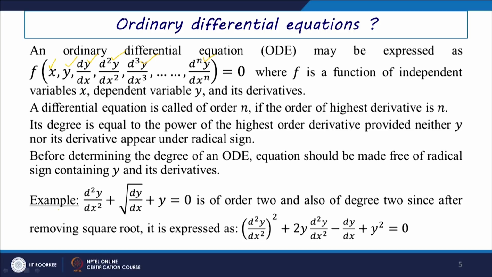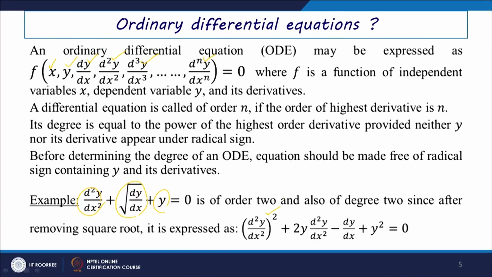Especially if you just consider a differential equation in the form d square y by dx square plus square root of dy by dx plus y equals 0, suppose. First we have to make this differential equation radical free. Radical free means we take the square of the whole equation first, then we can express it as (d square y by dx square) whole square plus 2y d square y by dx square minus dy by dx plus y square equals 0 here.